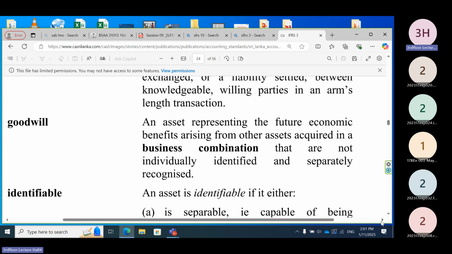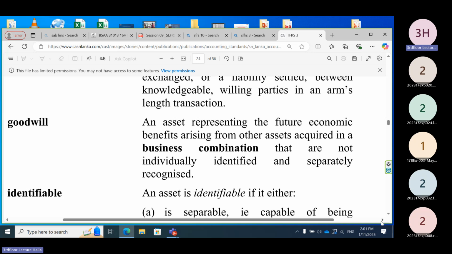An asset representing the future economic benefit arising from other assets acquired in a business combination that are not individually identified and separately recognized. That is the definition for goodwill. Each and every word has meaning. Right? It says, an asset representing future economic benefits arising from other assets acquired in a business combination.